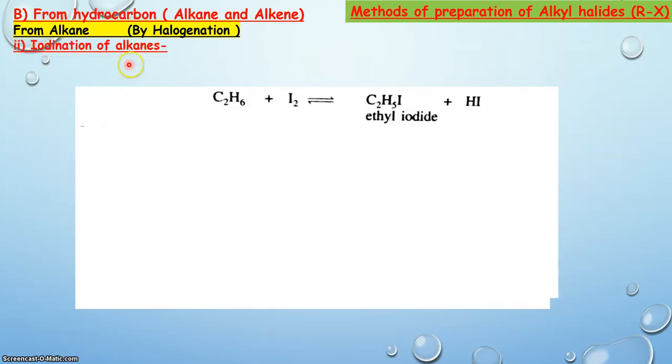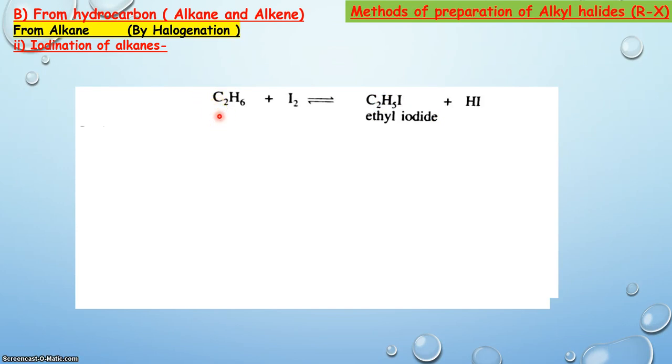Here is the reaction of iodination of alkane. You can observe here, this is ethane. On iodination, it results in the formation of ethyl iodide and hydrogen iodide, or we can say hydroiodic acid. This reaction is a reversible reaction and HI is responsible for this reversible reaction. Why? Because this HI is a strong reducing agent which reduces this ethyl iodide back to alkane, that is ethane.